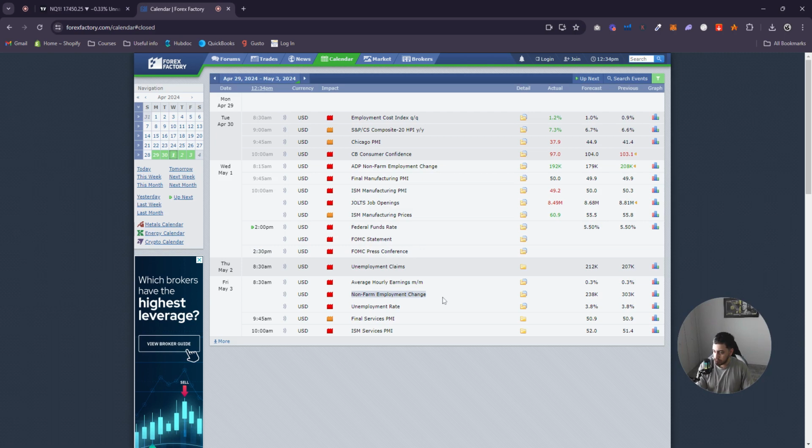Same thing with non-farm employment change. This is usually the first Friday of every month. This is also a very big news event, and it takes place at 8:30 Eastern Standard Time. So that's 7:30 for me, an hour before market open. This non-farm employment change is a very big one. Again, it's just like FOMC.